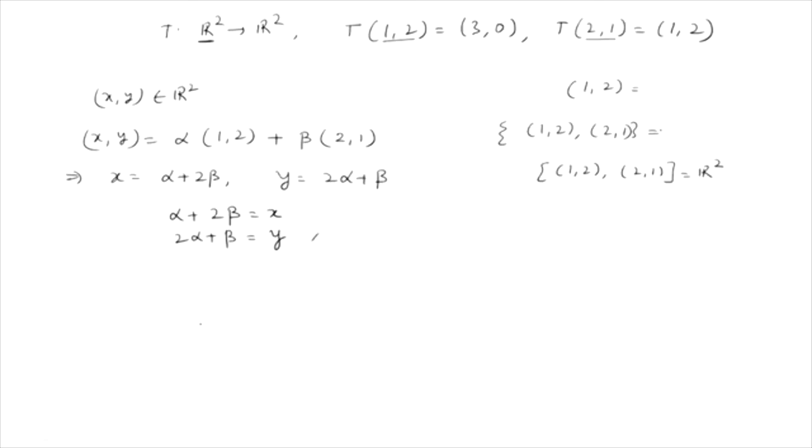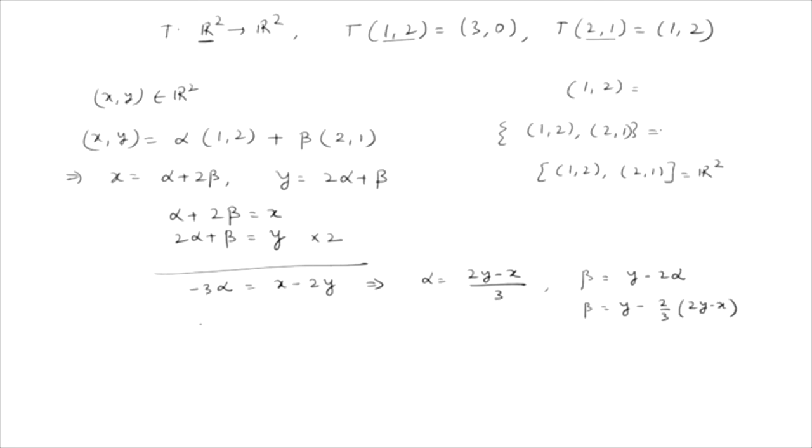Now you multiply this by 2 and subtract the two equations. What you obtain is minus 3 alpha equals x minus 2y, so alpha equals (2y minus x) by 3. Now what will be beta? Beta is nothing but y minus 2 alpha. So beta will be y minus 2 by 3 times (2y minus x), which is (3y minus 4y, that is minus y, plus 2x) upon 3.